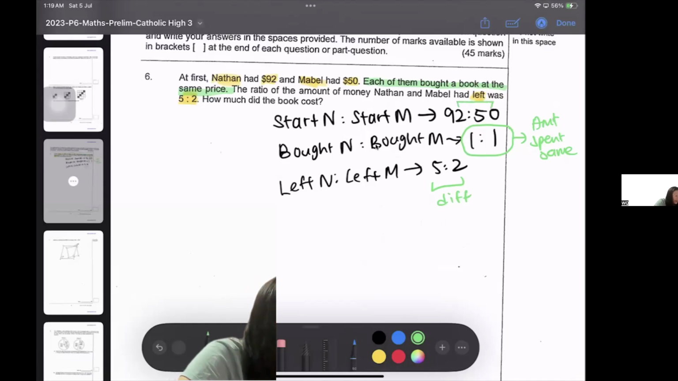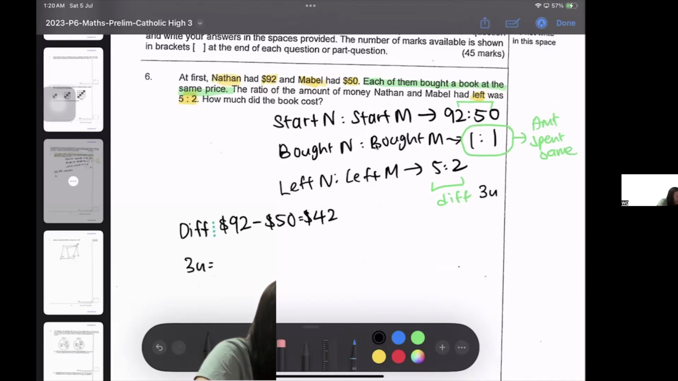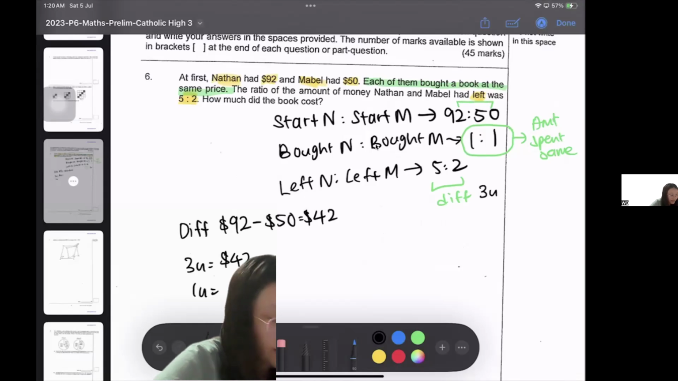So let's do the difference first. So the difference is $92 minus $50, which is $42. That is your difference. And your difference is over here, the difference is 3 units. So 3 units equals $42. So 1 unit equals $14.